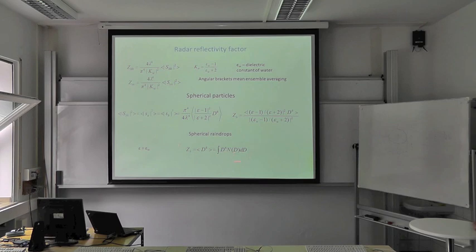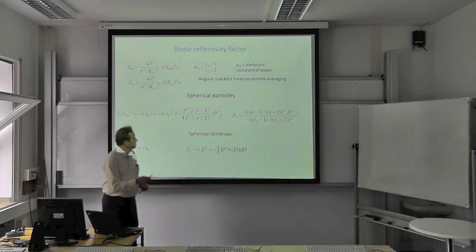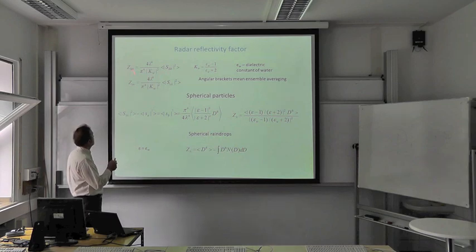Again, this formula is valid only in a very special case, when we have raindrops with the dielectric constant of water, and when these raindrops are purely spherical. In fact, they are not purely spherical, and that's why we have a difference between, say, radar reflectivity at horizontal and vertical polarization. If this is not held, then we have a difference between these factors over there. So these are not too important.